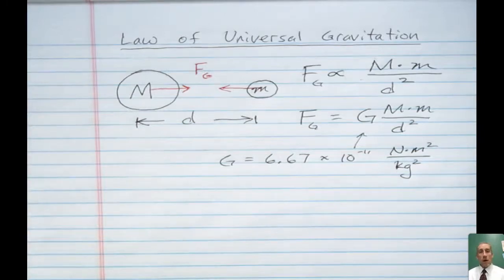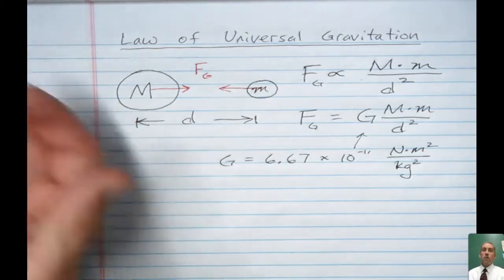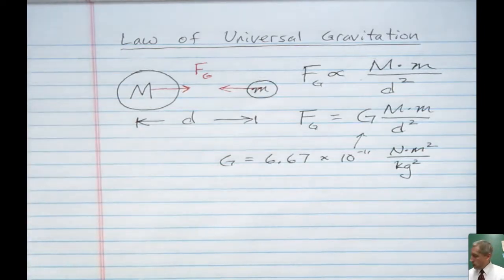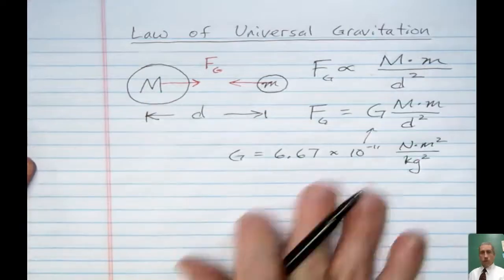But if we start talking about huge things like stars and planets and moons, then we can start to see significant effects from these forces, because that's what governs the motion of all of these. I'll show you in subsequent videos that we can derive the orbit equations starting with this. So that's the law of universal gravitation.